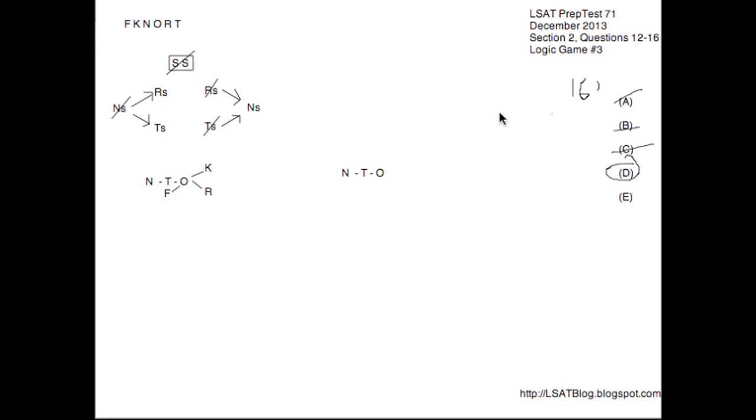I will take a look at E though. K and R consecutive, so far so good, and F third, that's too limiting because as we saw before, F could be in any one of the first three. It wasn't limited specifically to the third space. So E is gone as well, leaving D for number 16, and that's the game.